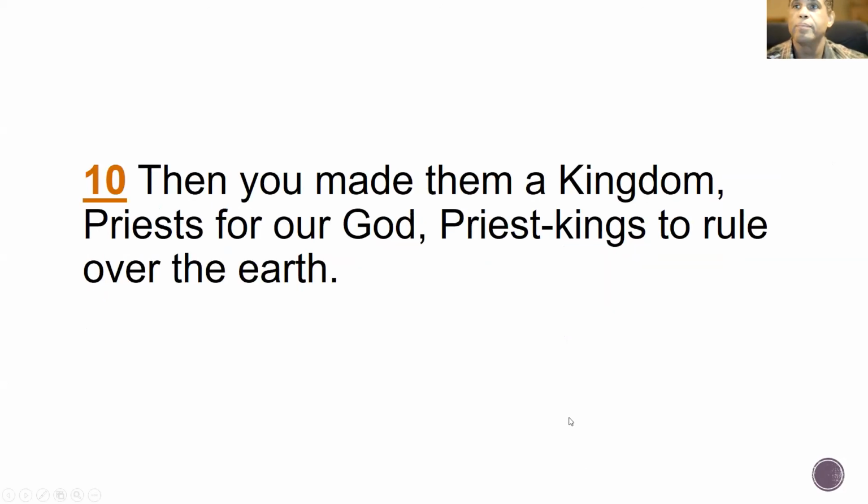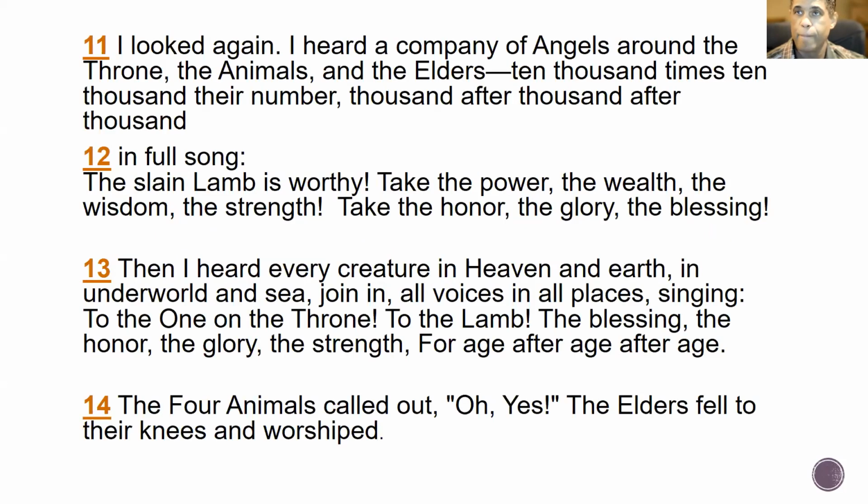Oh, no, okay. You made them a kingdom, priests for our God, priest kings to rule over the earth. I looked again. I heard a company of angels around the throne, the animals and the elders. 10,000 times 10,000 their number. 1,000 after 1,000 after 1,000. So what are we talking about? The number of angels. So John is in heaven, and he's describing the number of angels who are going to be singing this song. And they sing this song.